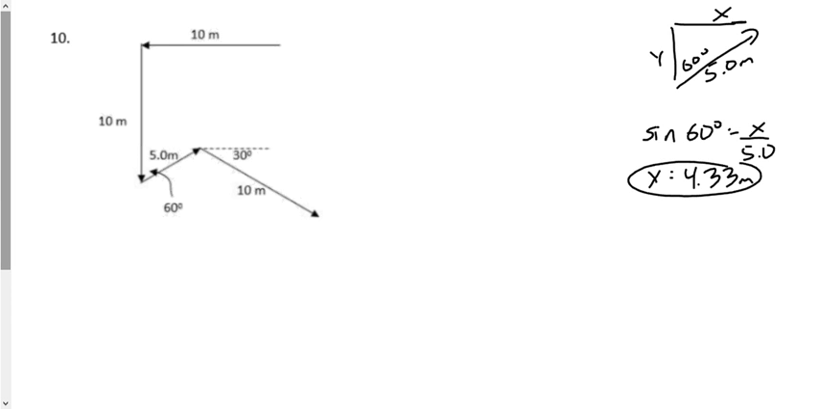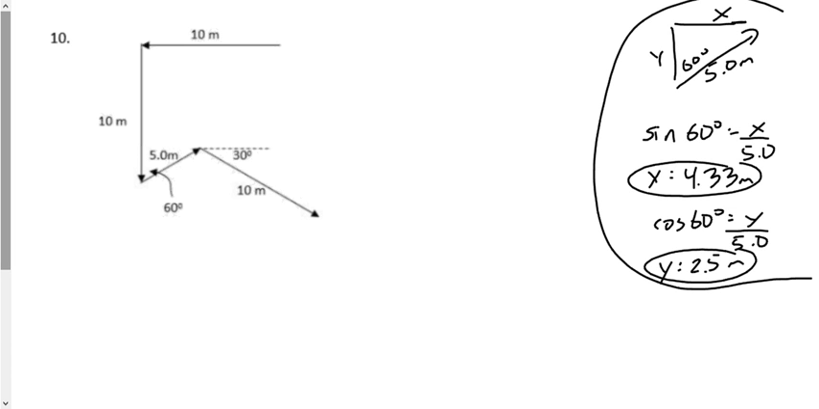There's my X component, and my Y component, we're going to say is, well, it's going to be cosine 60 degrees is equal to adjacent over hypotenuse. Adjacent side equals 2.5 meters. Let's box that off. We're not done there because we still have to deal with the other one, but let's erase this and replace it with 4.33 and 2.5.